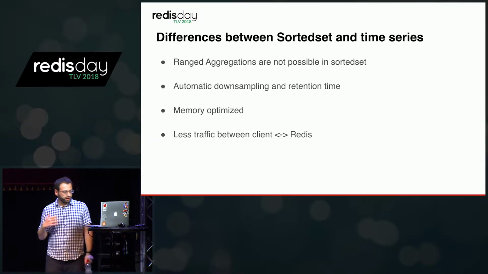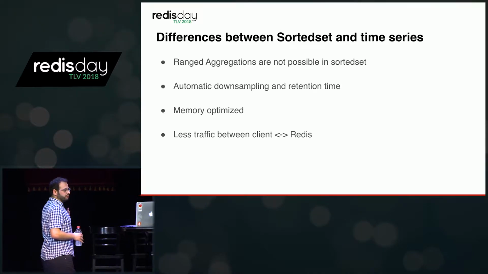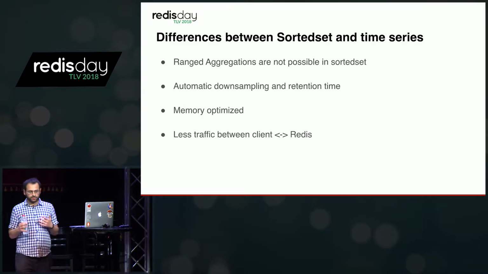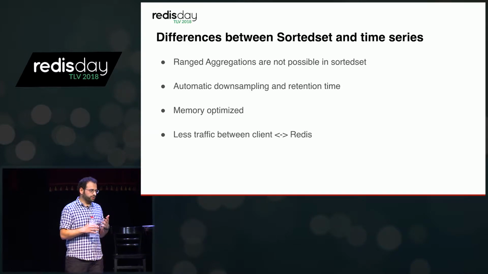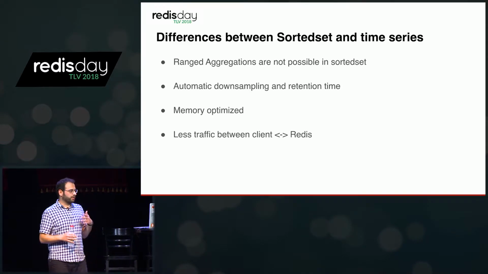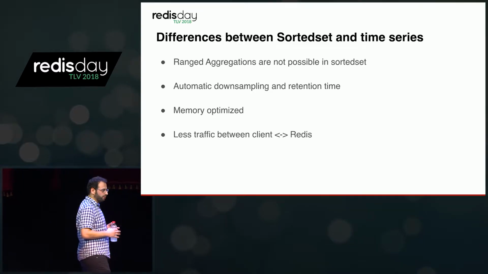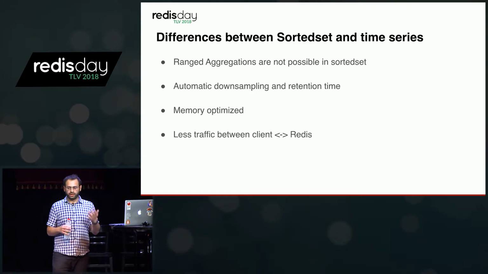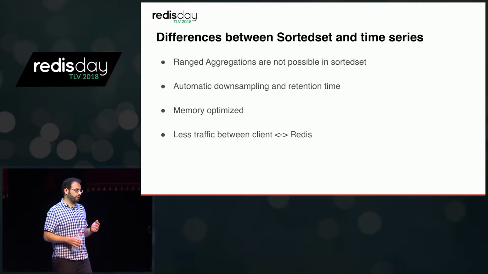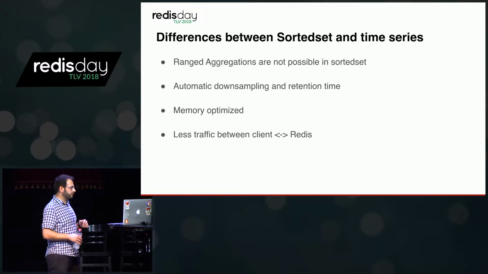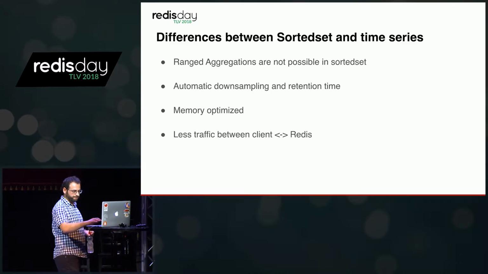OK, so I talked about the differences. I talked about how people already use sorted sets. So sorted sets are OK for time series, but you don't get a lot of the things that you might get in a more optimized data store. So you don't get range query with aggregation, which in sorted sets is a little bit of a problem. If you use external keys with sorted sets, you will get more traffic between the client and the server, and it will hurt your performance. But also, you don't get any retention periods, and you need to do everything manually.